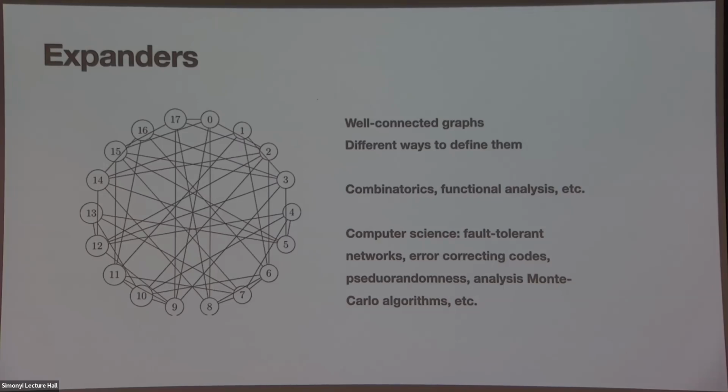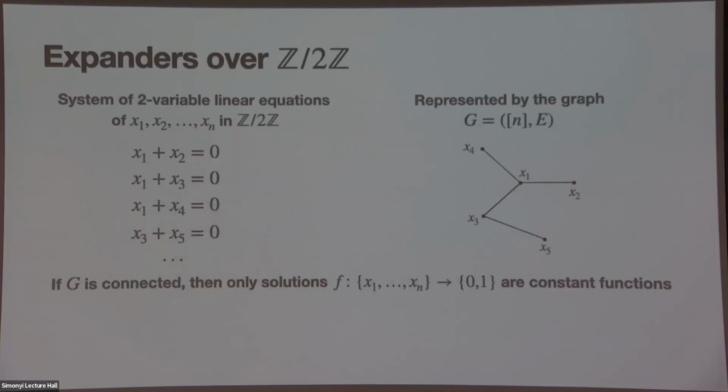Okay, so today I will basically be giving one specific definition of expanders and generalizing it to higher dimension. So it might seem a little bit unconventional, but eventually we'll see how it's connected back to graphs. In this definition, we start off with a system of two-variable linear equations over n variables, x1 through xn, over the abelian group Z mod 2Z. So all of the constraints are of the form xi plus xj is equal to 0.